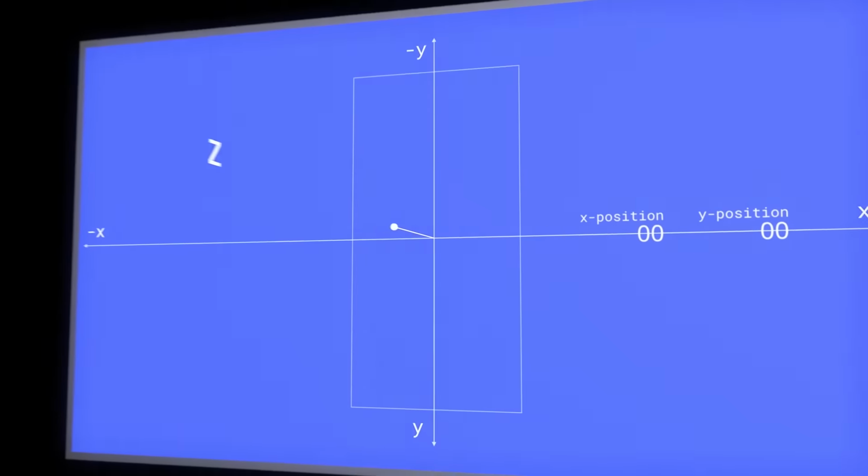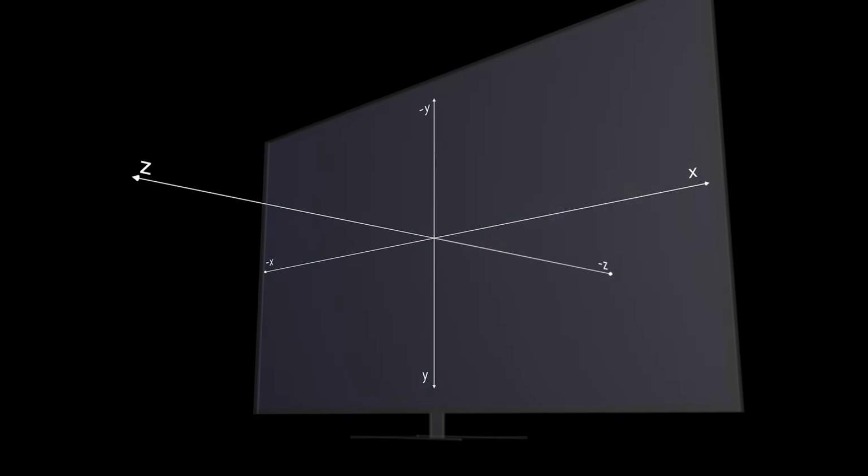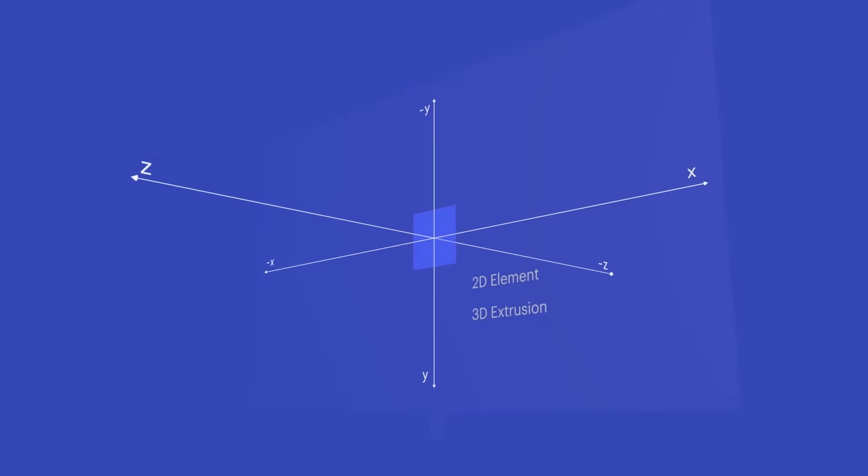Now, let's talk about our third dimension, the z-axis. Of course, when we're dealing in three dimensions, we're not just moving left and right and up and down, we're dealing with depth. And because the web is made up of a lot of these 2D elements, let's start there.